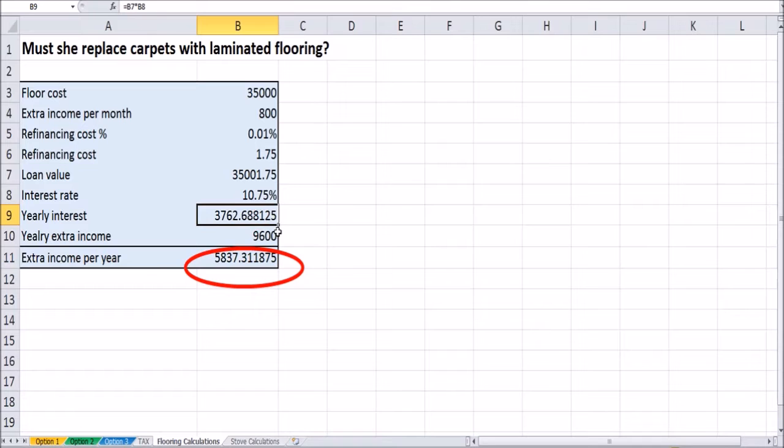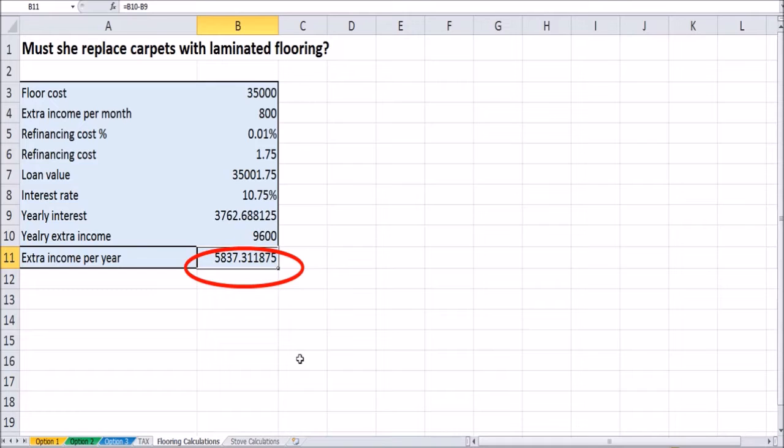In a year, we will have to pay 3,762 Rand interest, but with this investment, we will be getting an extra income of 9,600 Rand. From this, we can see that we are going to make an additional income of roughly 6,000 Rand. And hence, we suggest to install the new flooring at the end of December 2018 before the new tenants start in January 2019.